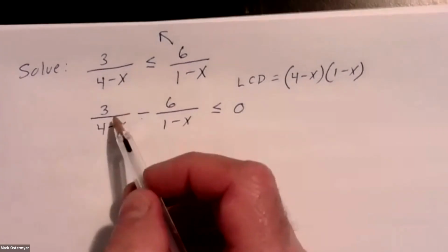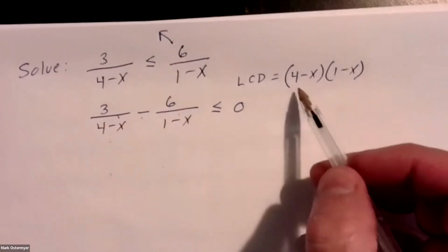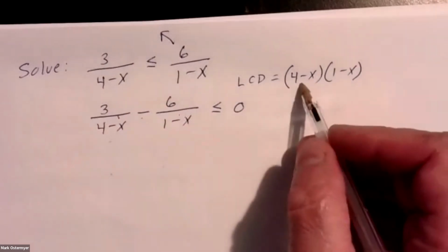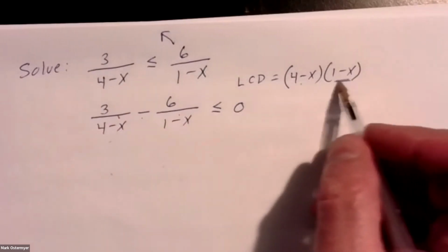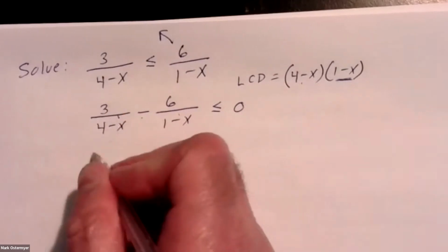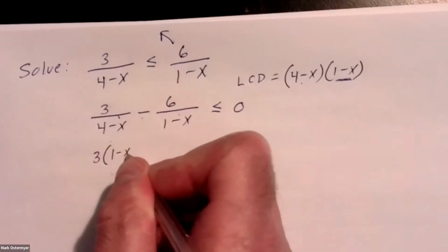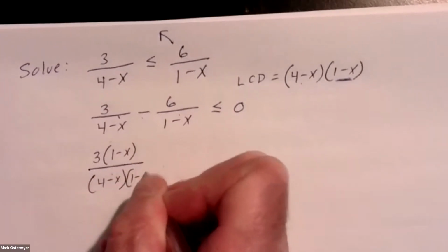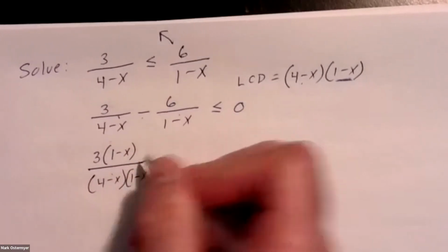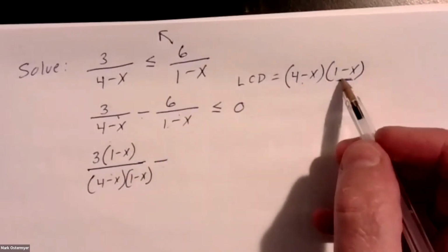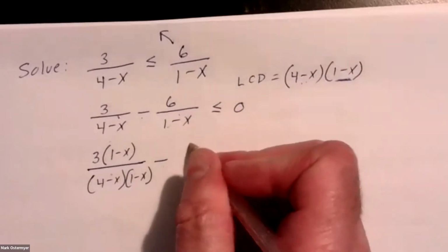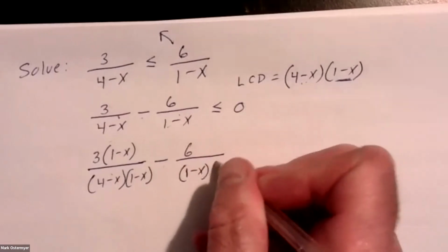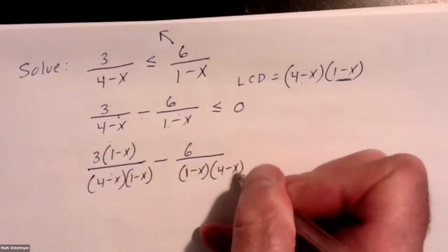The next step now is to build these fractions up into equivalent fractions that both take on the LCD. First fraction's got the 4 minus x, it's missing the 1 minus x. Because of that, top and bottom of the first rational expression gets multiplied by 1 minus x. Second rational expression's got the 1 minus x, it's missing the 4 minus x. So this second rational expression, top and bottom, gets multiplied by 4 minus x.